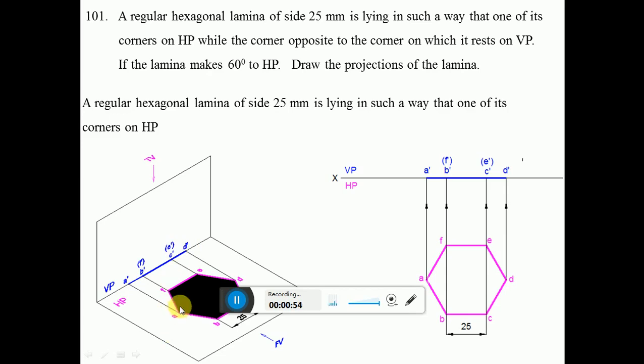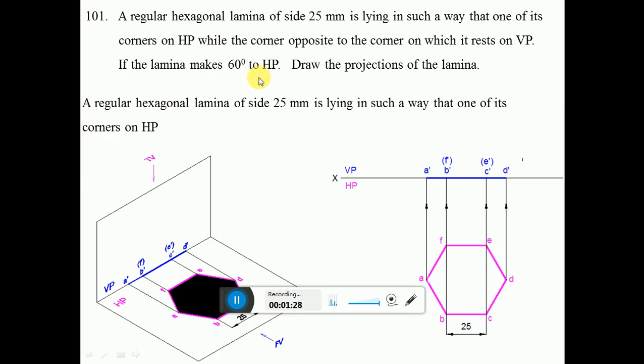The corner opposite to this is also a corner, because a hexagon has an even number of sides, wherein the side opposite to a side is a side, and the corner opposite to a corner is a corner. So the initial position has to be placed in a corner position, wherein the extreme point will be a single point, which is A dash, and here it will be D dash. Since the lamina makes an angle of 60 degrees, the surface inclination is given, which is 60 degrees.